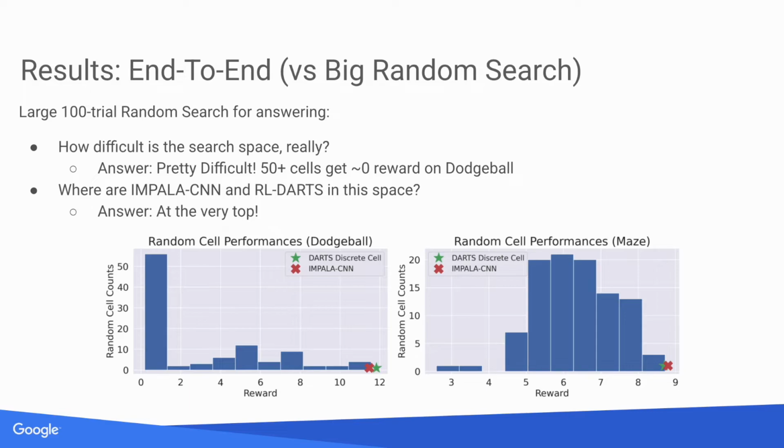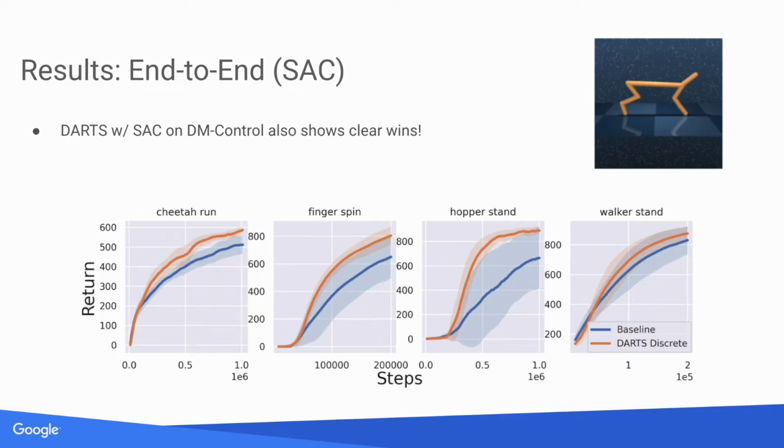In order to answer this question, we performed a large random search using a budget of 100 cells over the two games Dodgeball and Maze. Surprisingly, we found that over 50 random cells obtained trivial rewards on Dodgeball, and this suggests that the search space is quite difficult. Both Impala CNN and DARTS are ranked at the very top, however, and this suggests that DARTS is performing already very strongly as a search method. Lastly, for SAC, a third algorithm we tried, we also find consistent improvements over the baseline encoder, showing the promise of DARTS on a different RL domain.